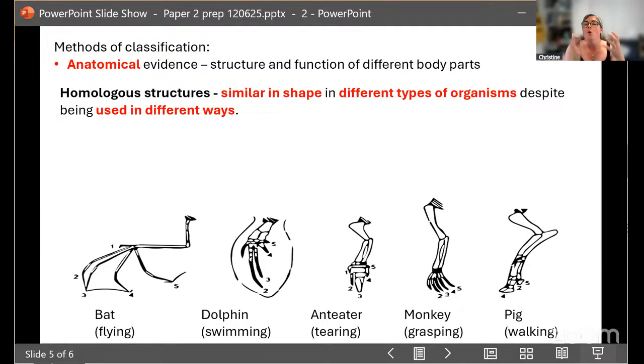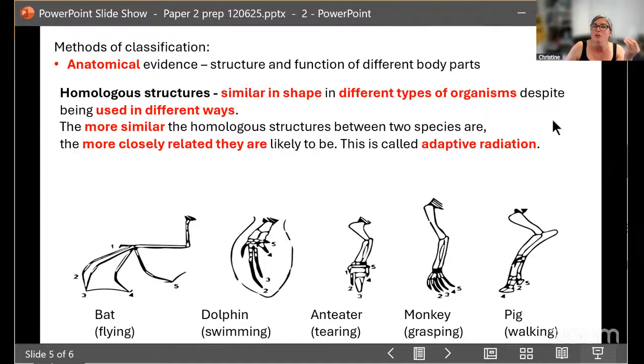So if we have organisms who all have the pentadactyl limb, they all have these same bone structures, they therefore have this similarity in the shape, in these different types of organisms, despite being used in different ways. So we've got a bat that's going to fly, we've got a dolphin that's going to swim, we've got an anteater that's going to tear, we've got the monkey that's grasping, we've got the pig that's walking. So these homologous structures, the more similar those homologous structures are between the two species, when we look at the anatomical evidence, the more closely related they are.